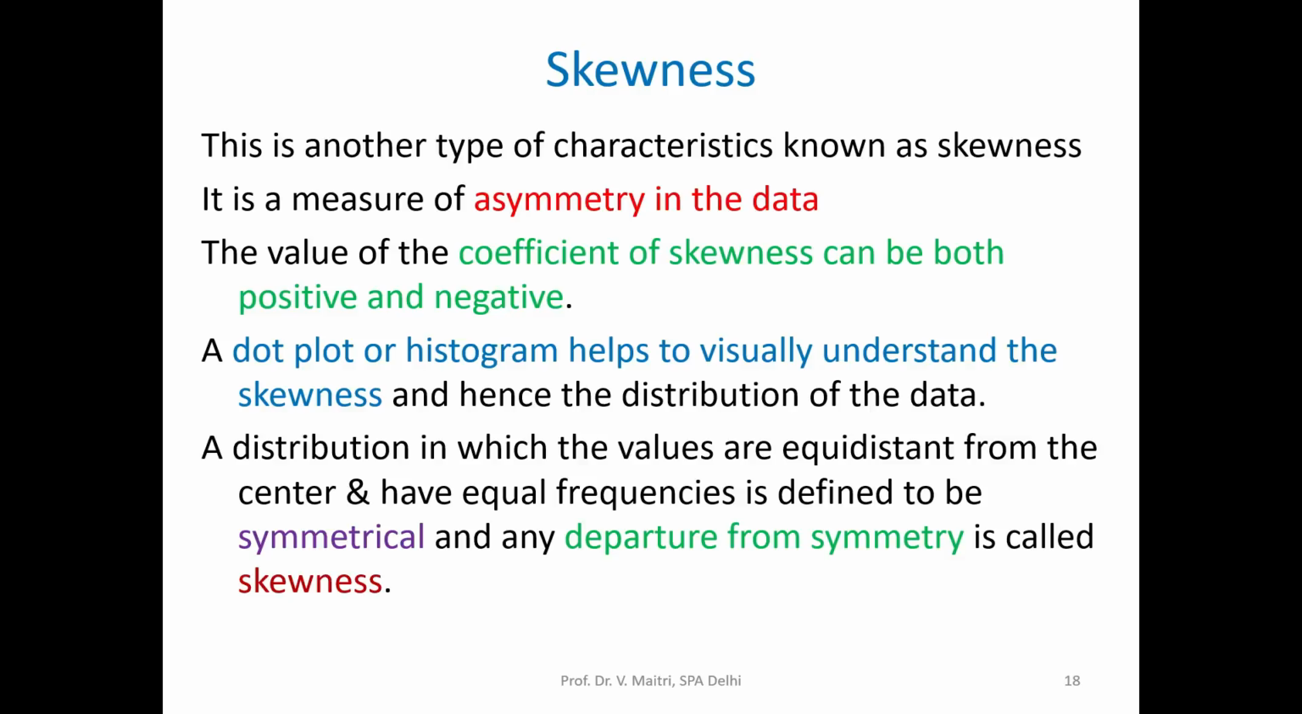Actually, by using a dot plot or histogram, we can visually understand the skewness, and we can also see the distribution of the data very easily from the histogram or dot plots. A distribution in which the values are equidistant from the center and have equal frequency is defined to be symmetrical, and departure from symmetry is known as asymmetrical data or skewness.